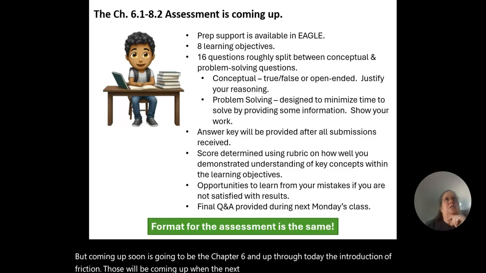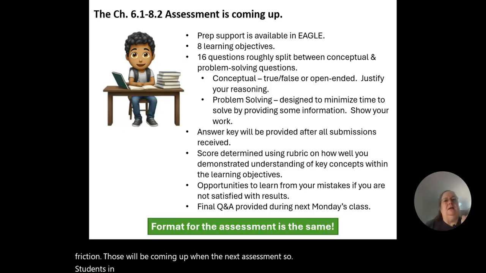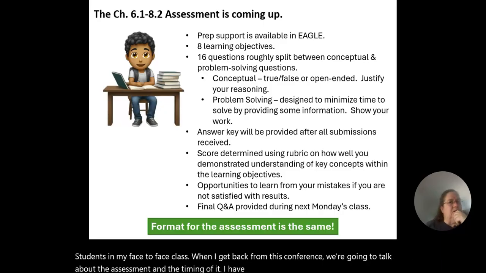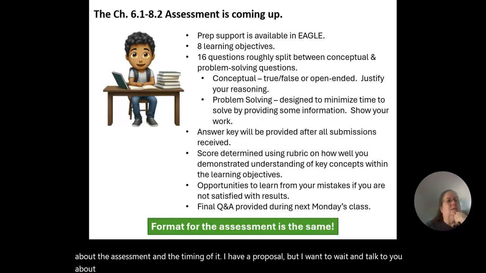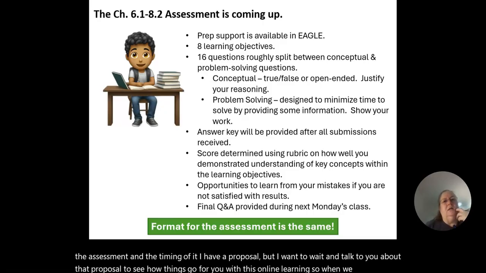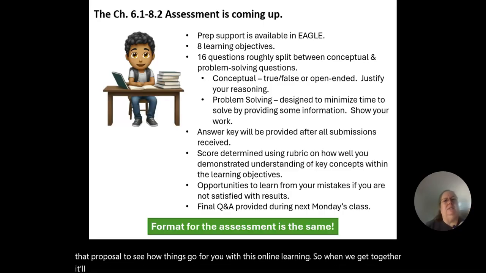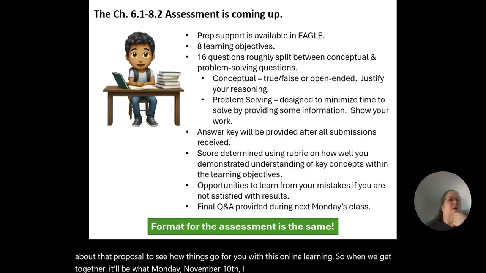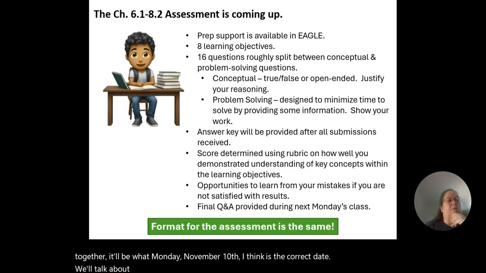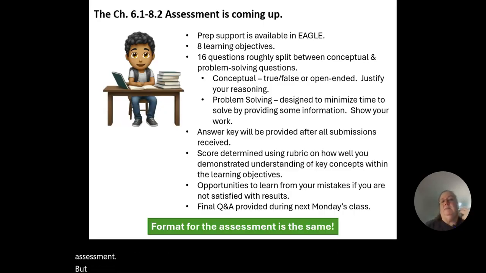So students in my face-to-face class, when I get back from this conference, we're going to talk about the assessment and the timing of it. I have a proposal, but I want to wait and talk to you about that proposal to see how things go for you with this online learning. So when we get together, it'll be Monday, November 10th, I think is the correct date. We'll talk about how things are going, and I've got a couple of ideas on what to do about the assessment. But bottom line is that the chapter 6.1 through 8.2 assessment is going to run exactly the same as all of the other ones.